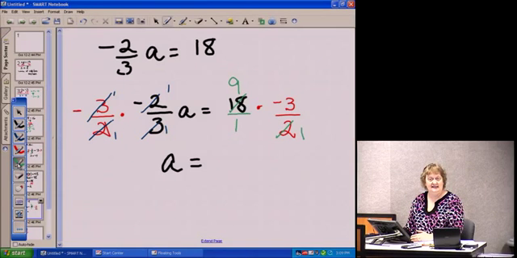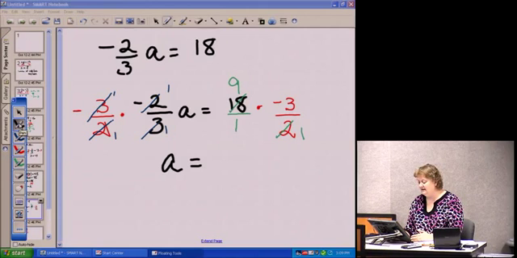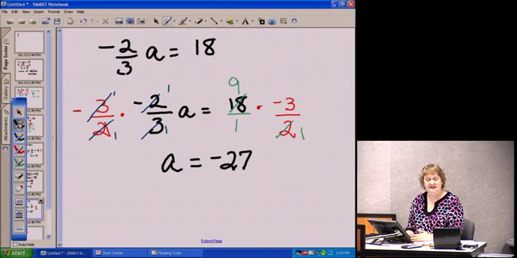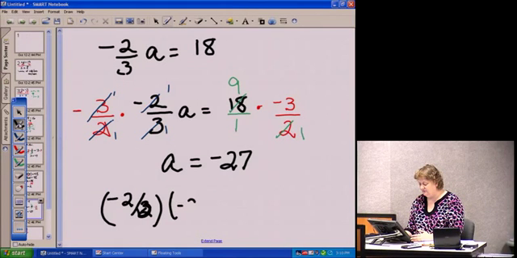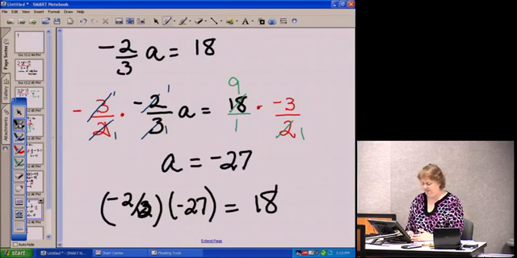Then we have 9 times -3, which gives us negative 27. And that gives us the correct answer. You can use your calculator to check it, multiplying negative 2/3, and that is a 3 down there, times negative 27, and when you do that on the calculator, it indeed will give you a positive 18.